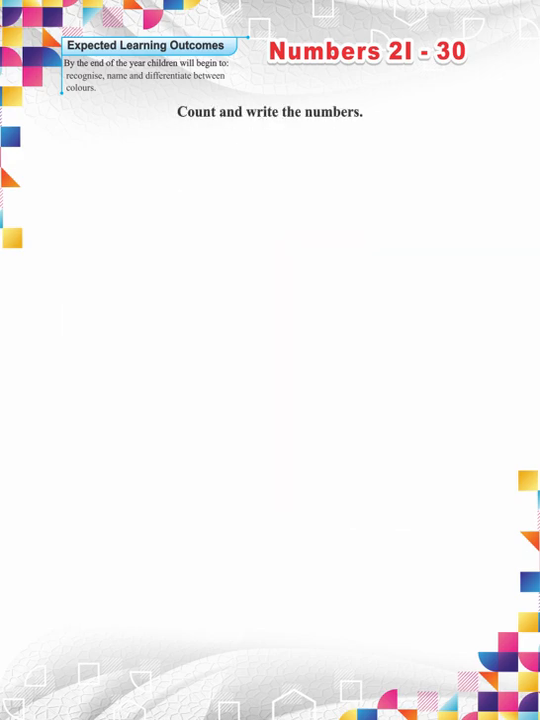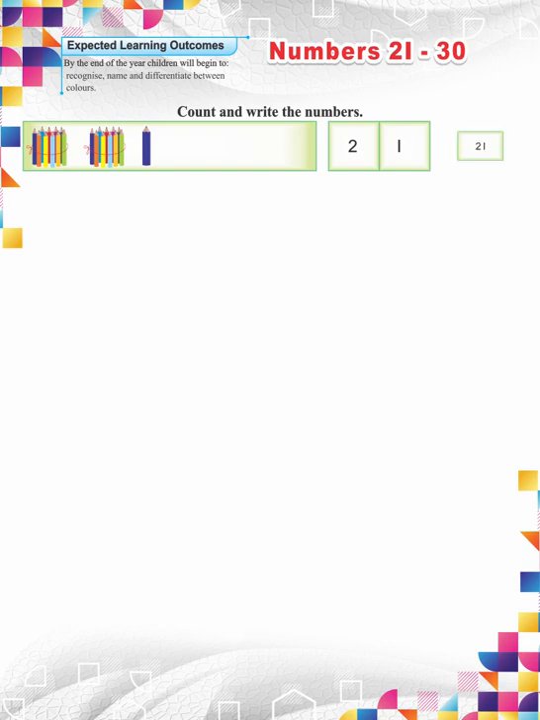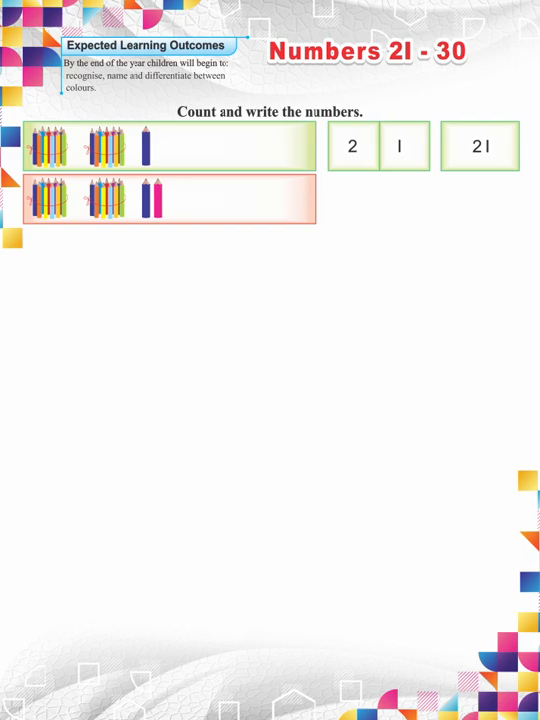Count and write the numbers. In the first row, count the pencils. There are 2 bundles of 10 pencils each and 1 more pencil. There are 21 pencils. In the second row, count the pencils. There are 2 bundles of 10 pencils each and 2 more pencils.